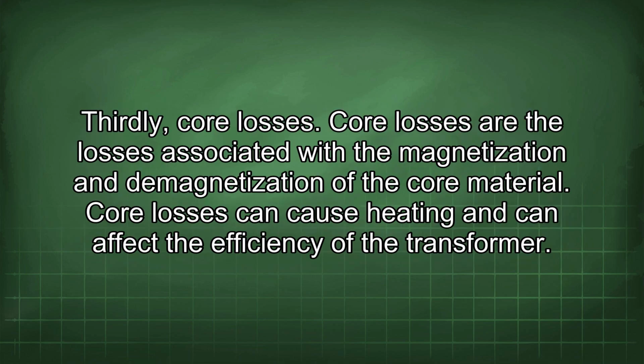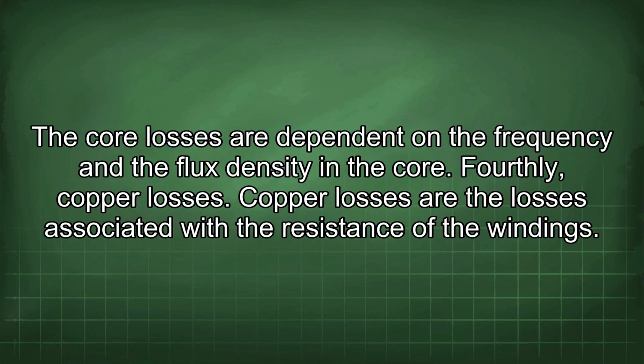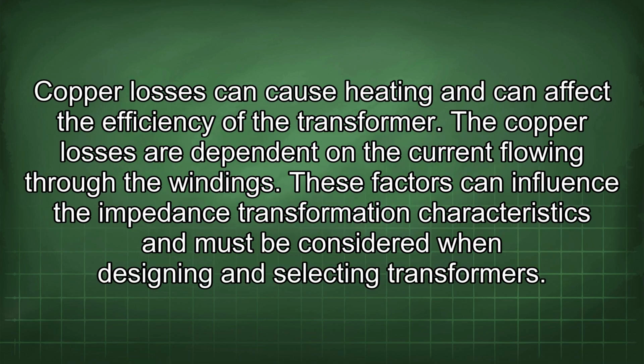Thirdly, core losses. Core losses are the losses associated with the magnetization and demagnetization of the core material. Core losses can cause heating and can affect the efficiency of the transformer. The core losses are dependent on the frequency and the flux density in the core. Fourthly, copper losses. Copper losses are the losses associated with the resistance of the windings. Copper losses can cause heating and can affect the efficiency of the transformer. The copper losses are dependent on the current flowing through the windings. These factors can influence the impedance transformation characteristics and must be considered when designing and selecting transformers.